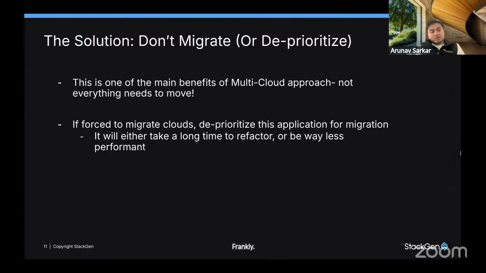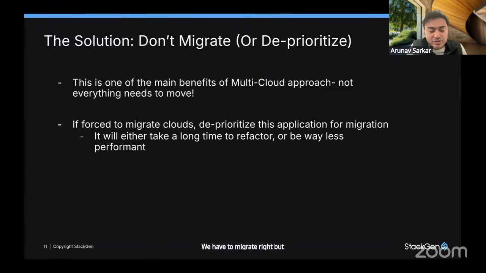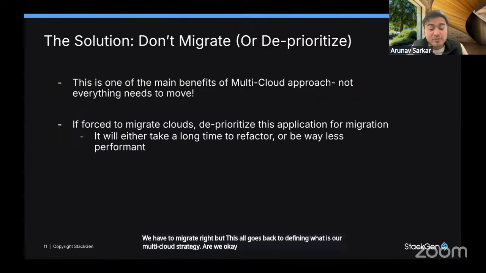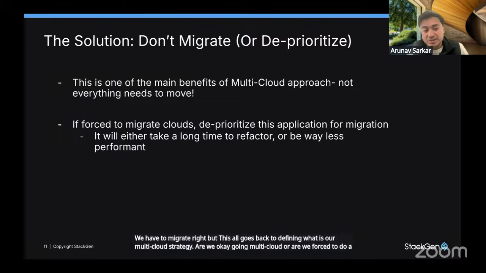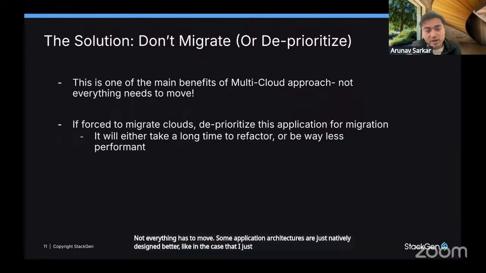Frankly, the best solution here is don't migrate. All right. And this is an option that I think a lot of times folks just don't think about, right? Because a lot of times we're just told from leadership, hey, we have to migrate, right? But this all goes back to defining what our multi-cloud strategy is. Are we okay going multi-cloud, or are we forced to do a cloud cutover, right? Because this is one of the main benefits of the multi-cloud approach. Not everything has to move, right? Some application architectures are just natively designed better, like in the case that I just showed you, to run in one cloud compared to moving it into another cloud, right?